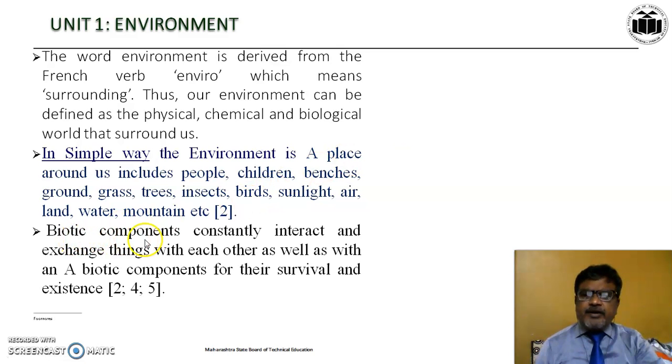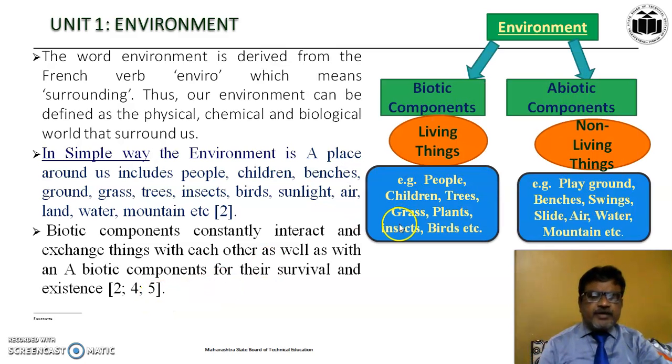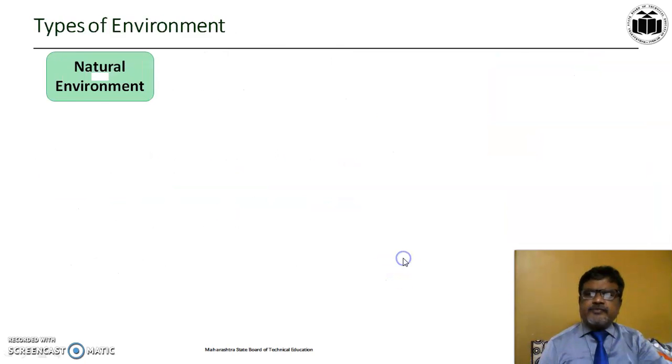The biotic components constantly interact with the abiotic components for their survival and existence. So from this figure you can easily understand that the environment has biotic components, that is, living things. Examples are the living things. The second component is abiotic components, meaning non-living things, and these are the examples of non-living things.